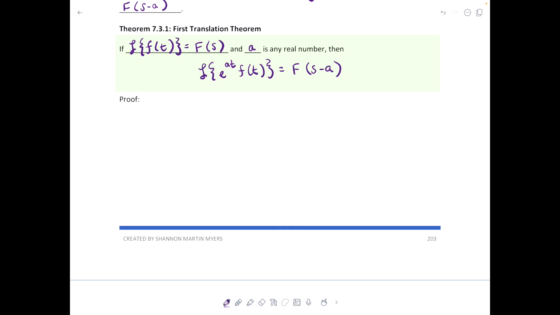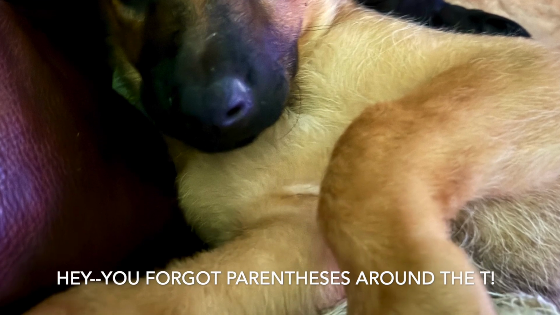So here's a little bit of a proof for this. If we start with what's given, the Laplace transform of e to the at times f at t, by definition we can find this by evaluating the integral from 0 to infinity of e to the negative st times e to the at times f at t dt. That's by definition for a Laplace transform.